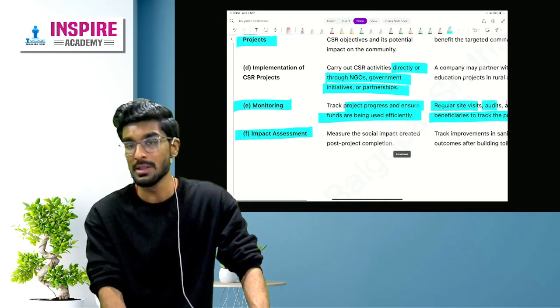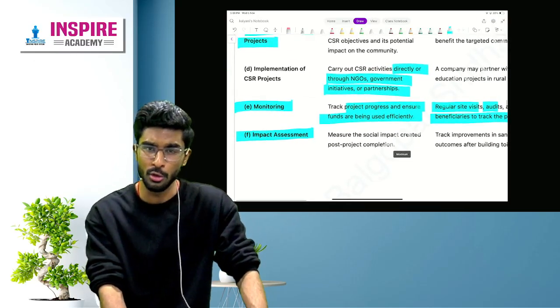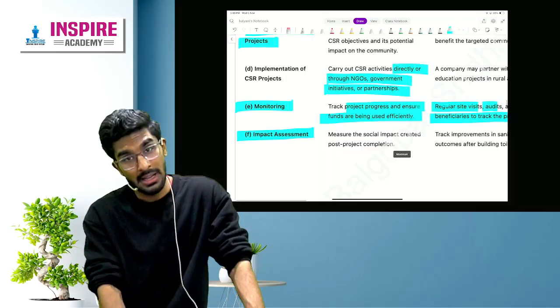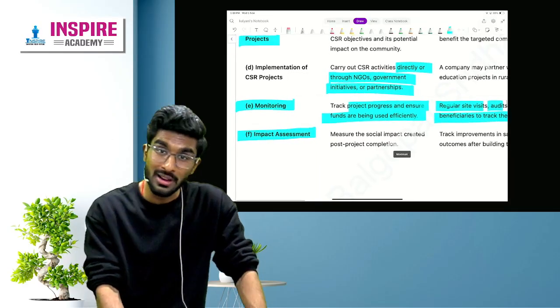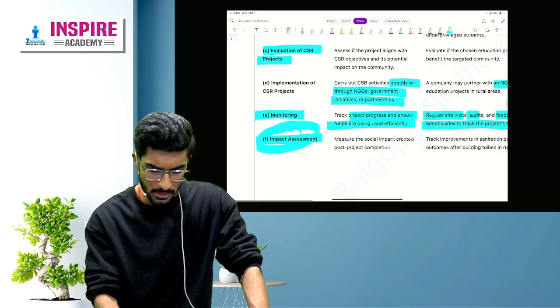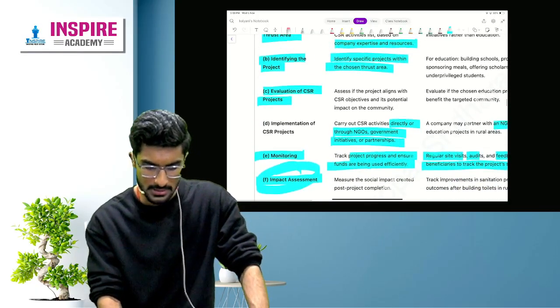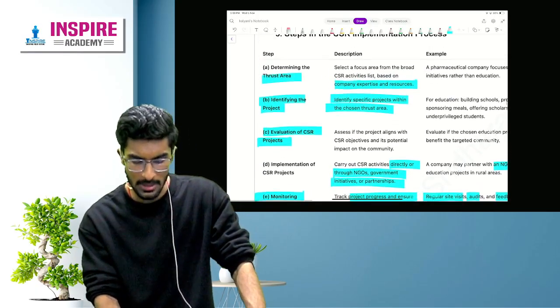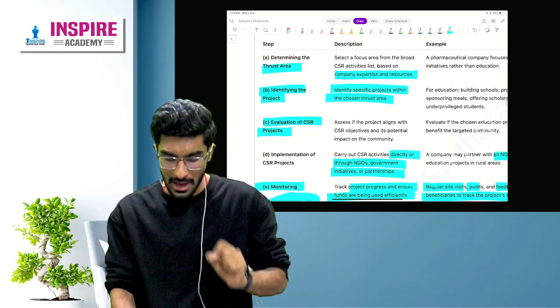And number 4, once I have confirmed that I'm going to create value, I'm going to implement the CSR either directly or indirectly. And then I'm going to do a regular check. After that, I'm going to do an impact assessment. That's it, people. 1, 2, 3, 4, 5, 6. 6 steps. Quickly tell me, people, this question can be asked in your exam.